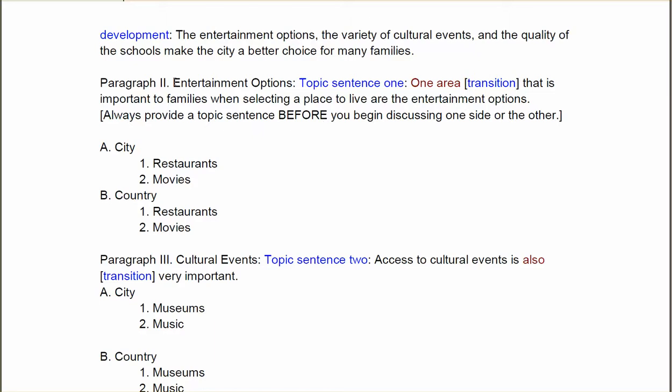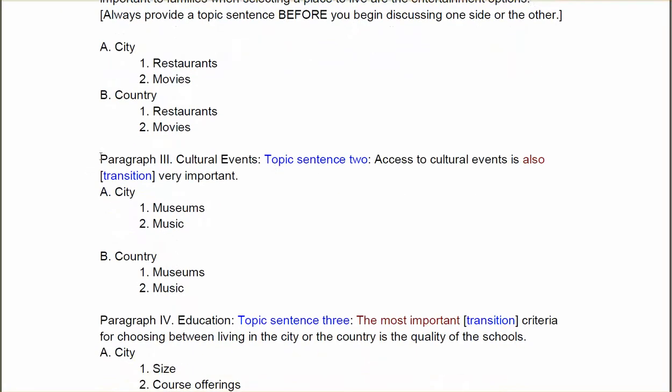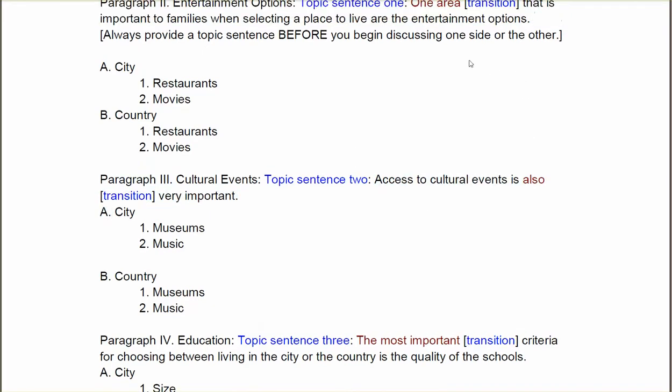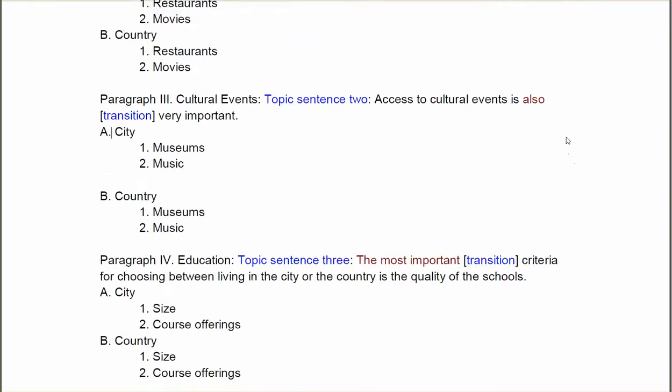So my first topic sentence with my entertainment paragraph might be: one area that is important to families when selecting a place to live are the entertainment options. All right. My second body paragraph is on cultural events. Access to cultural events is also very important, and I've showed you in brown here, these are transitions, also one area, okay, you need those transitions.